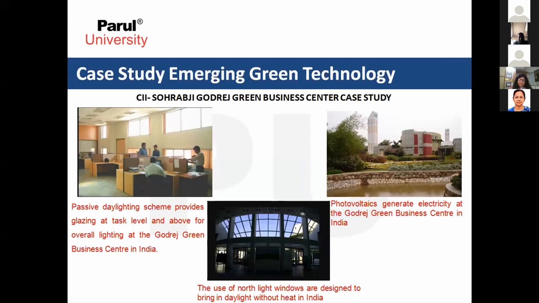Over here, we can see that the north light windows are designed in such a way that they bring in the daylight without heat in India. This is basically the photovoltaic generating electricity. And we can see over here that an artificial pond is created. Here we have wind towers, the two wind towers that we have talked about, which reduce the temperature by around 7 to 8 degrees.